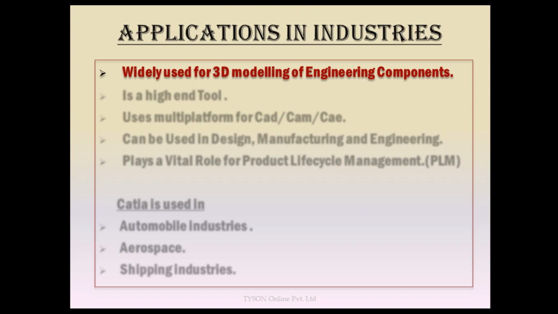Also we can apply color, material and luster to the models to make them appear real. CATIA is a high-end tool and it is a multi-platform for CAD, CAM and CAE. All of you must be aware of what CAD, CAM and CAE are. CAD is computer aided design, CAM is computer aided manufacturing and CAE is computer aided engineering.